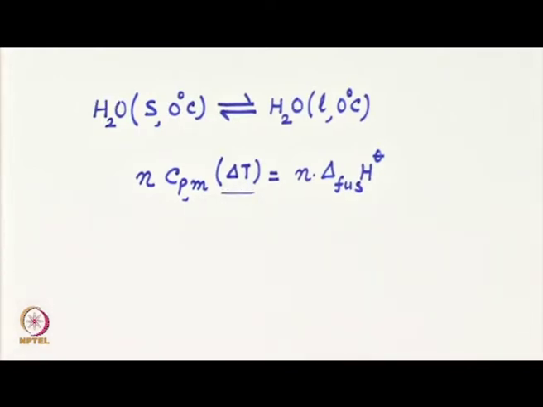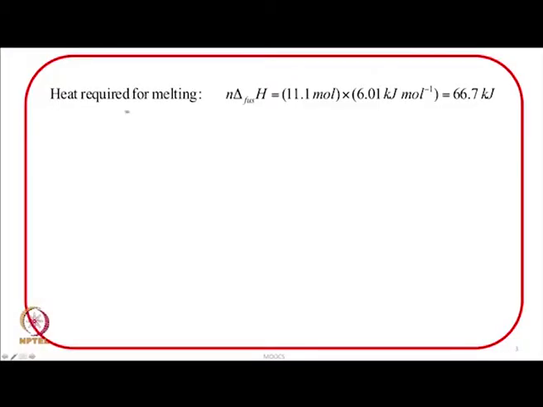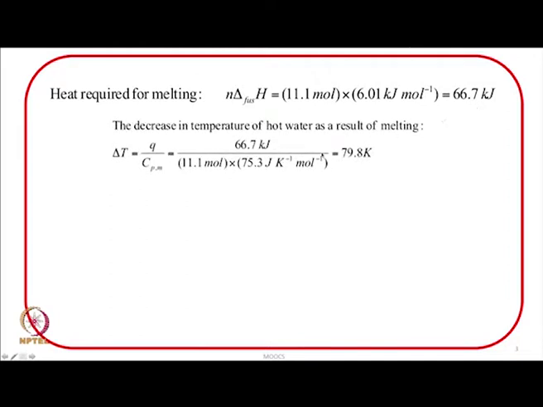Now, let us go back and look at the slide. Heat required for melting is N times delta H fusion, where N is 11.1 mole and delta H is 6.01 kilojoules per mole. It turns out to be 66.7 kilojoule. So, by using this information and the formula that we just derived, delta T is equal to Q by CPM, which is the same as this.